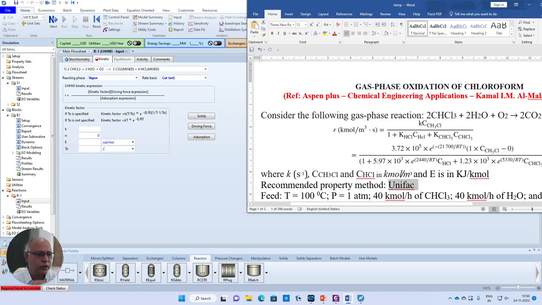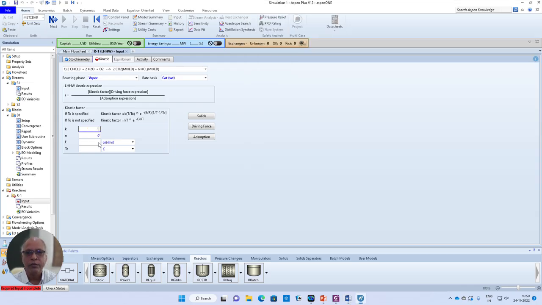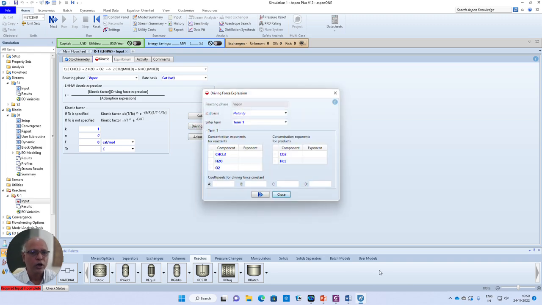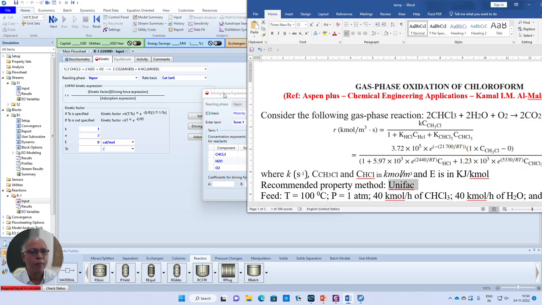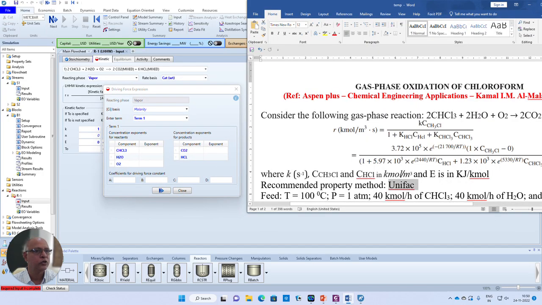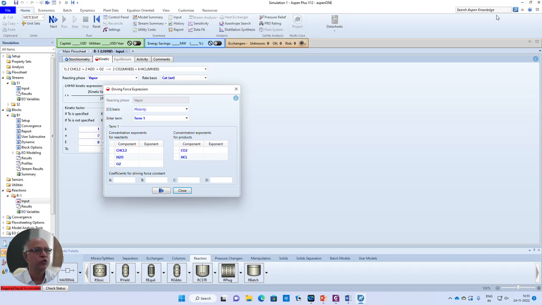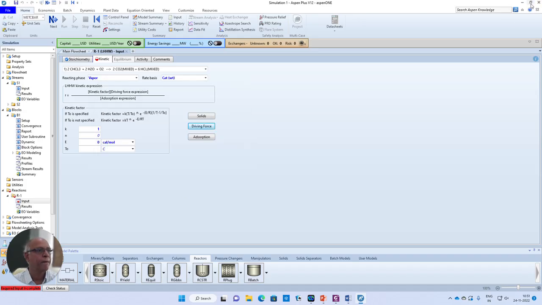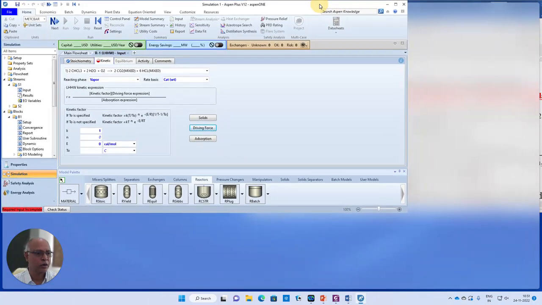only one term, which is 3.72 into 10 power 5 multiplied by e power minus 21,700 by RT into CCH. So I am taking the kinetic factor as 1 and E is equal to 0. So the kinetic factor is addressed. Now, having addressed the kinetic factor, now go to the driving force. Now, you can once again look at, I'll try to do it in two windows so that you will be able to see it constantly.